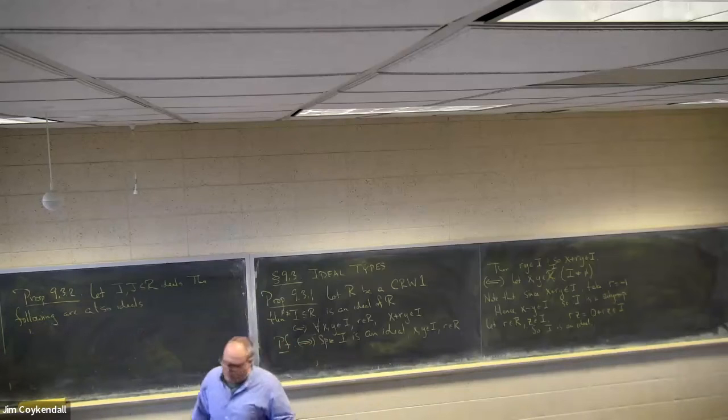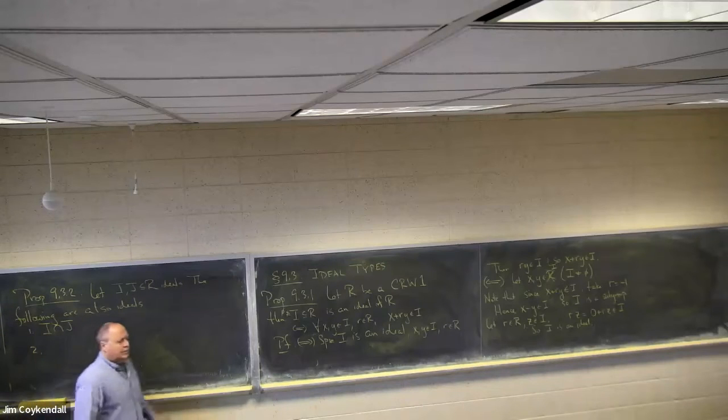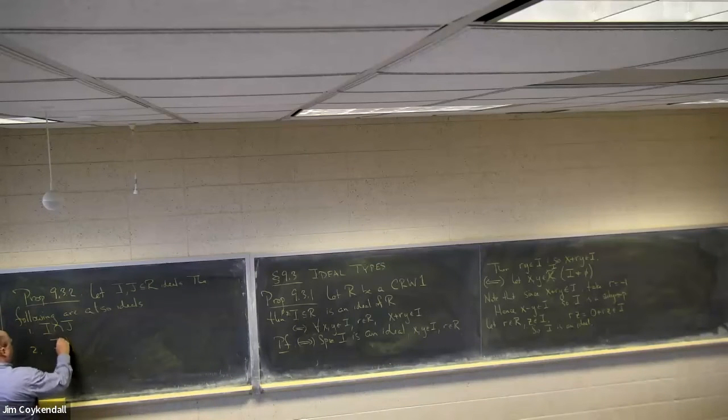Number one, I intersect J. Notice that you already know that's a subgroup, right? So all you have to do is show that it has the sucking property. Number two, I times J. Now, let's be very careful about what I mean by this. I define this as a set of things like this: finite sums.